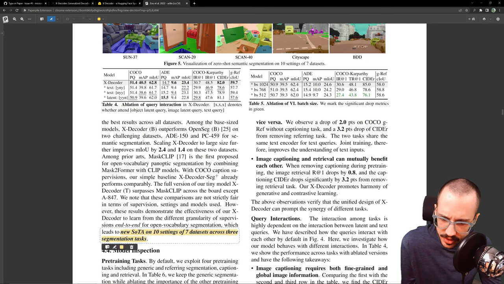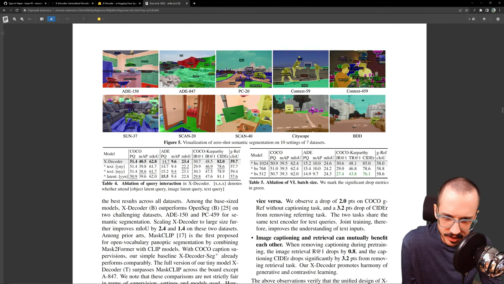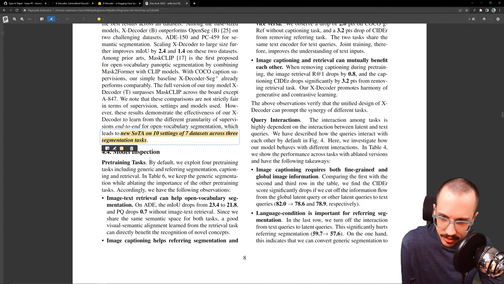New state-of-the-art on 10 seconds. Like, this model is killing it. You know, there's a lot of tables in here, a lot of numbers, a lot of benchmarks, but power to them, because they're actually performing extremely well on all these benchmarks.